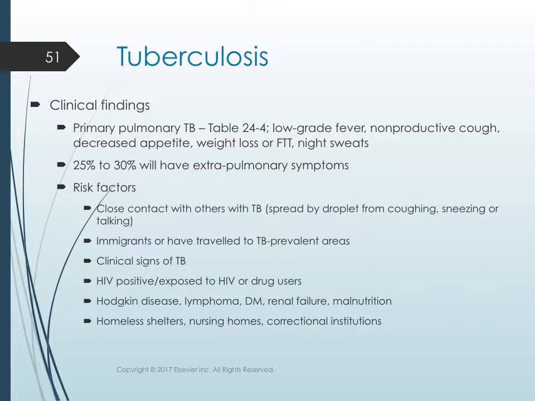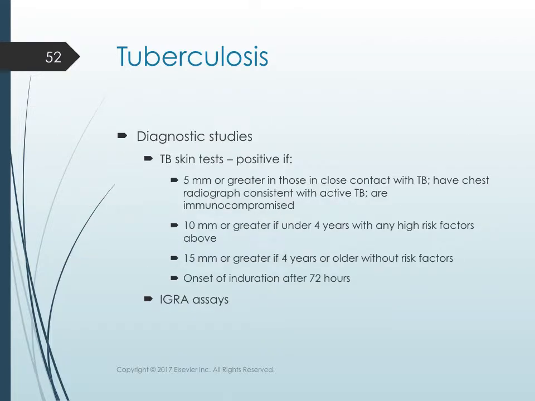Risk factors include having clinical signs of TB, being HIV positive, being exposed to HIV, or being a drug user, living in homeless shelters, being in a correctional institution or nursing home. And we do see some teenagers who live in halfway houses or other types of correctional facilities. So we need to make sure that we are assessing the social history of our patients and any risk factors that they have for TB.